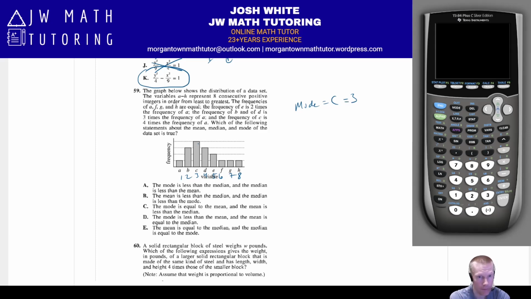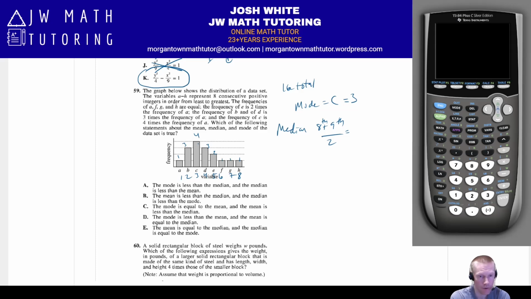If you add up these frequencies, basically 1, 3, 4, we're up to 8. 8 plus 3 is 11. 11 plus 2 is 13. 14, 15, 16. Okay, there's 16 total values in our data set. That means the median will be the average of the 8th and 9th value.